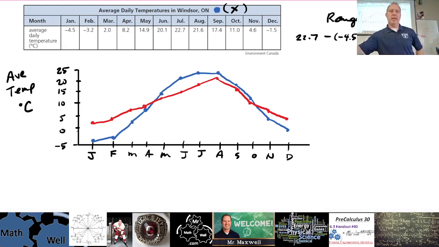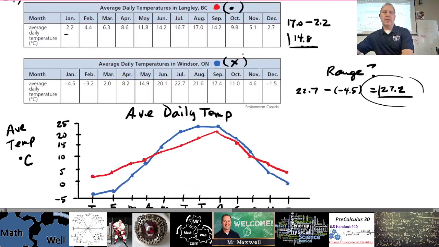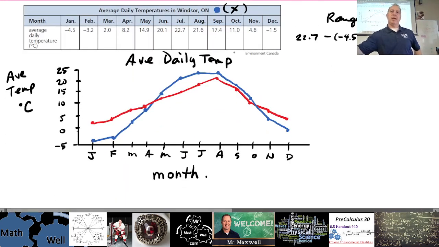Okay, so as you plot that data there, make sure you label. So average daily temperature for Langley. Let's see, was it Langley and Windsor? So average daily temperature, and somewhere you need to put a little bit of a legend, so the red dot is Langley and the blue dot is Windsor.